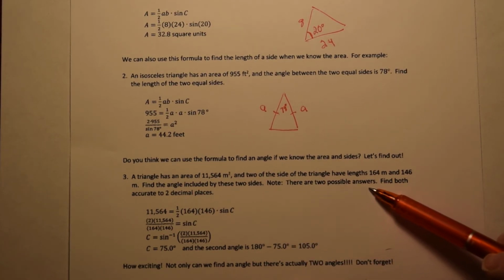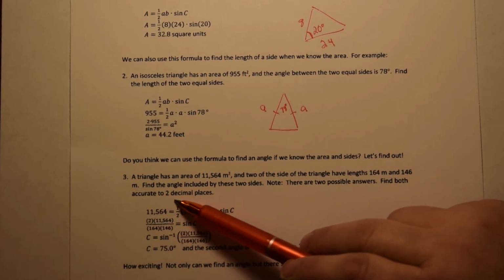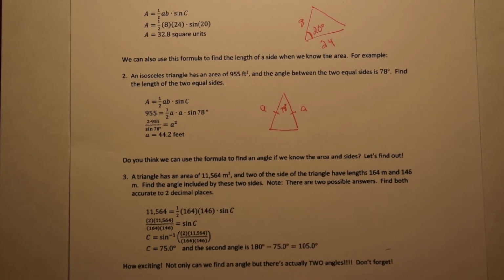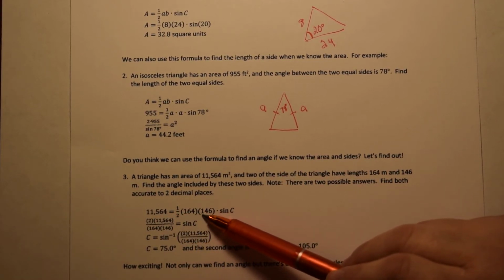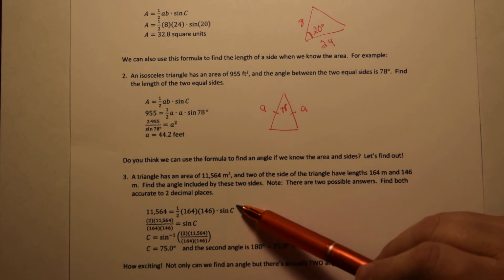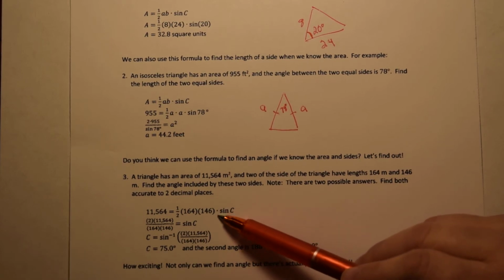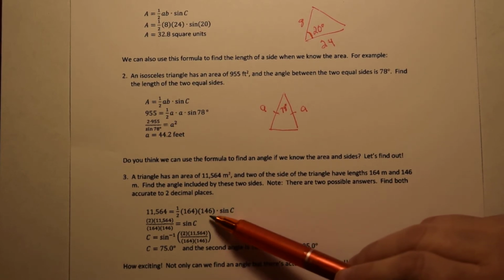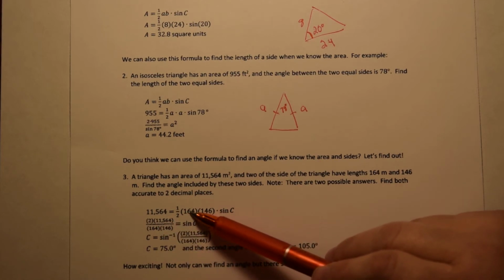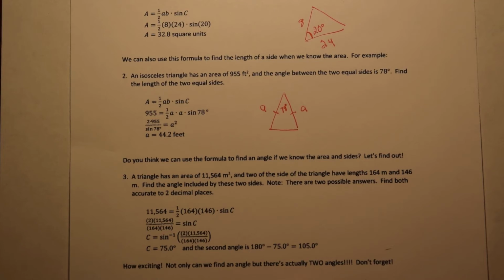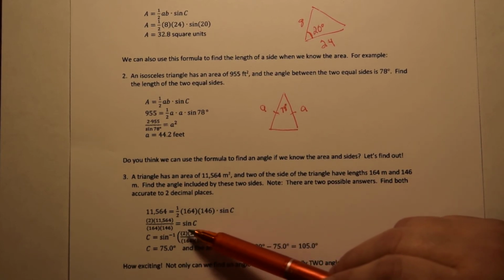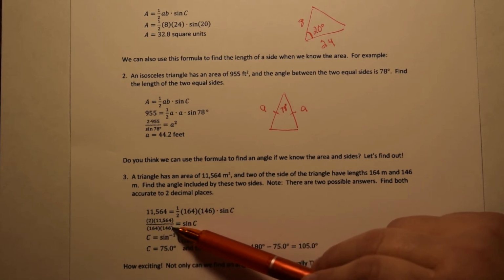Note, there are two possible answers. Find both accurate to 2 decimal places. 2 answers? What do we mean by that? Well, let's see. So we plugged in the numbers. We want to solve for C. So let's get the sine of C by itself. So multiply both sides by 2, divided by 164 times 146. And so we would have the sine of C is equal to all this.